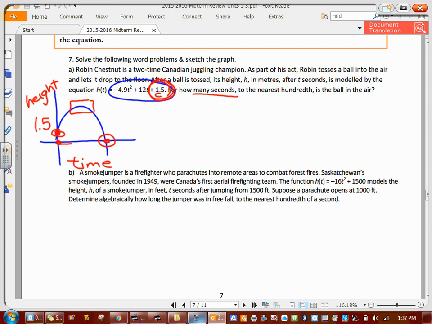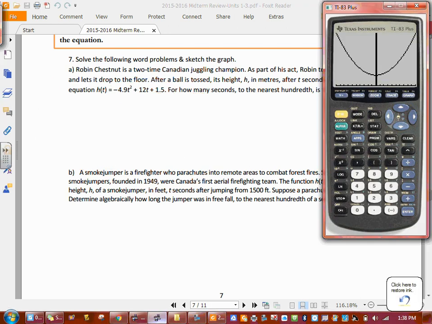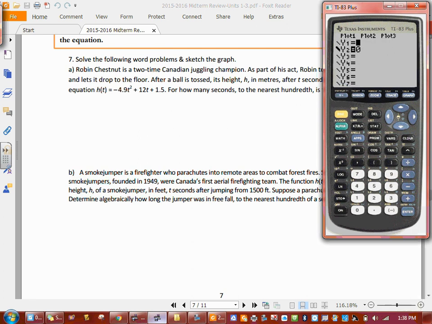So, in the calculator, we're going to throw in our y equals negative 4.9 x squared plus 12x plus 1.5. And we'll graph it. So we're going to hit zoom 6 so we can see our graph. And now we want the x-intercept. So again, we have in y2, we've got our 0, so we can intersect it to find it.